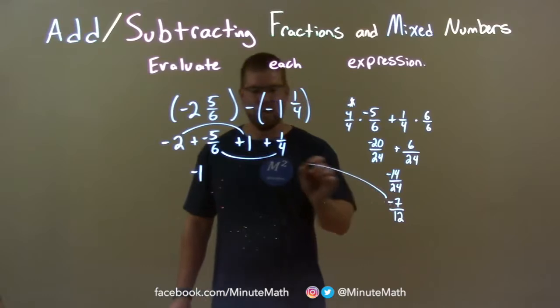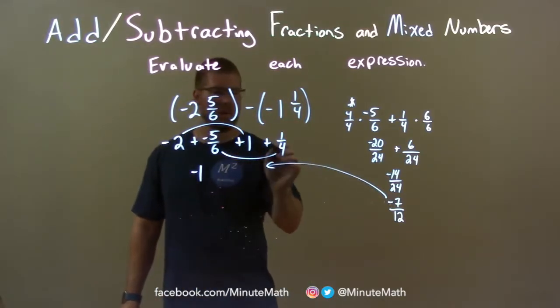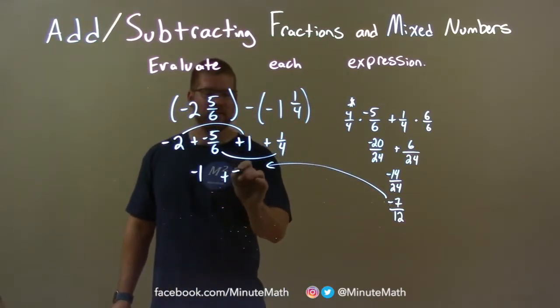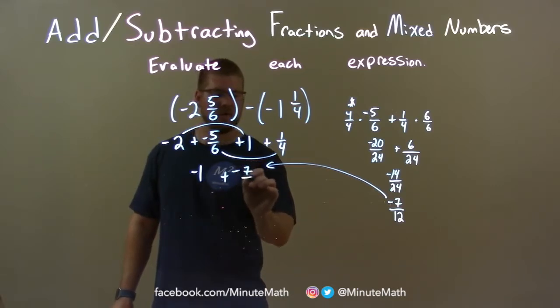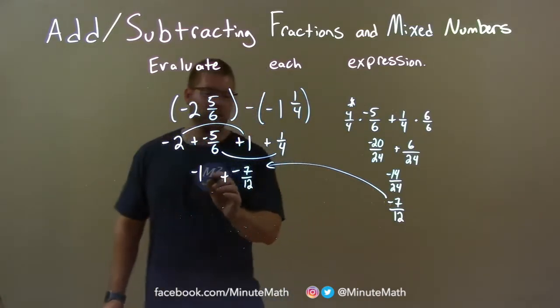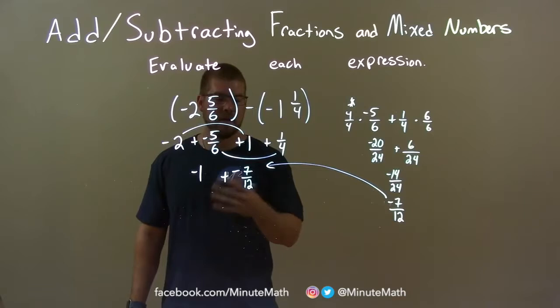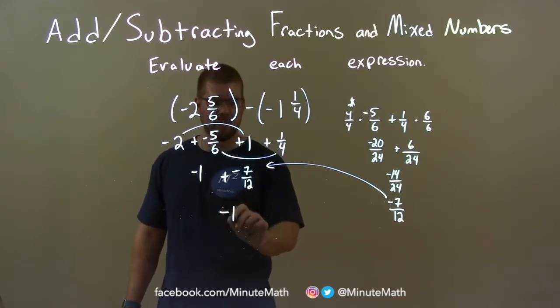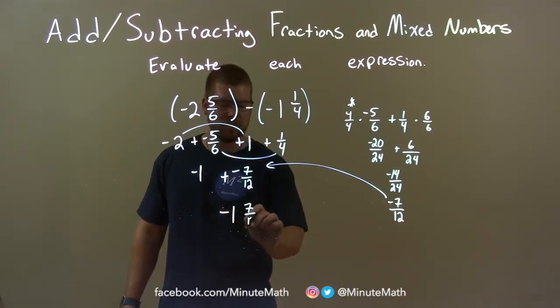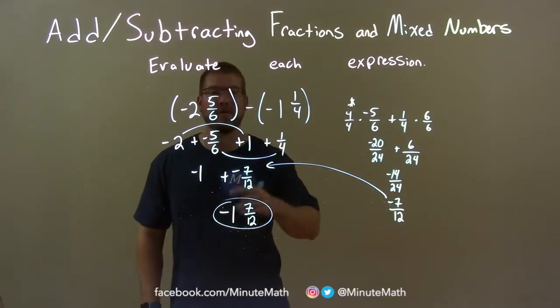So now I bring that over here as these two numbers being added together. We have negative 7 over 12. So negative 1 plus a negative 7/12 is a negative 1 and 7/12. So we have negative 1 and 7/12 here. And so there we have our final answer.